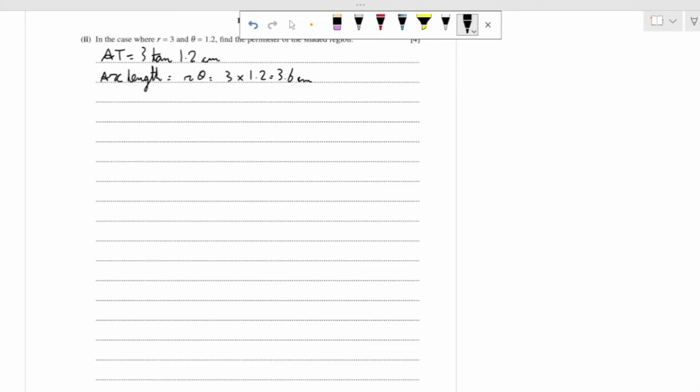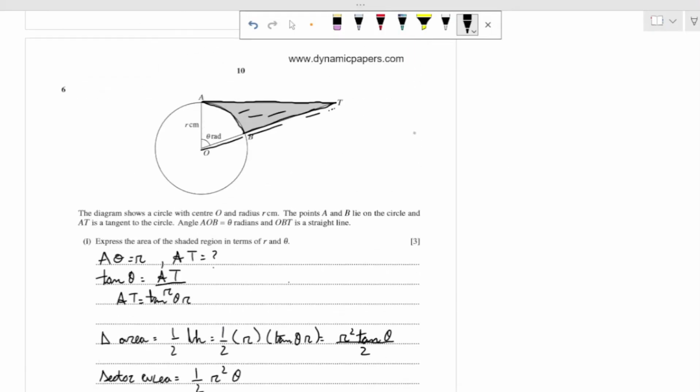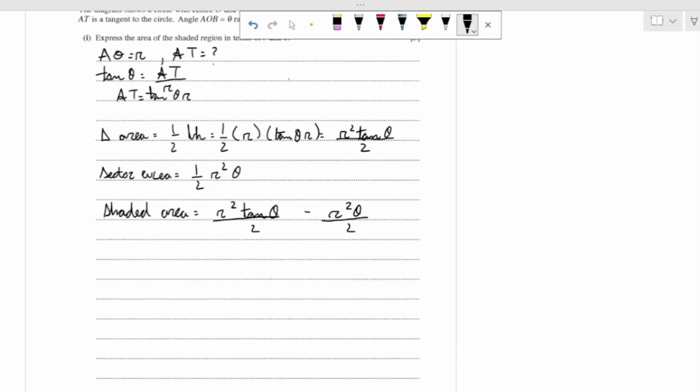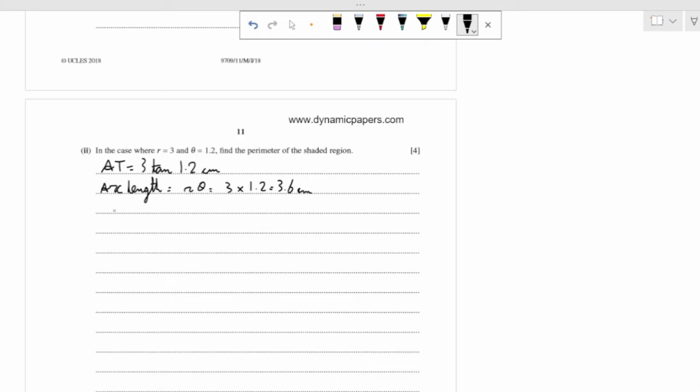Next, we're going to find the line OBT, and we can find the line OBT in two ways: through Pythagoras theorem or by trigonometry, sine, opposite over hypotenuse. You could use any method you want. I'll be using trigonometry. Sine 1.2 radians is equal to 3 tan 1.2, which was our opposite line AT, over our hypotenuse, which is OBT. Solving for OBT gives us 8.2791.